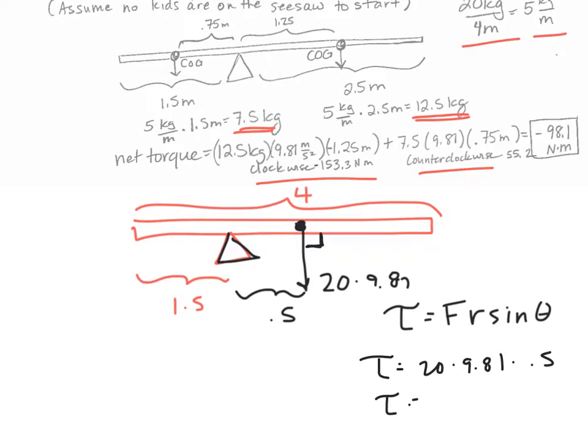And lo and behold, my answer is still 98.1 Newton meters. Again, I would notice here that this is a clockwise torque, which means, did I actually mess up here? Oh no, that's right. Clockwise is negative. So my final answer is negative 98.1 Newton meters.